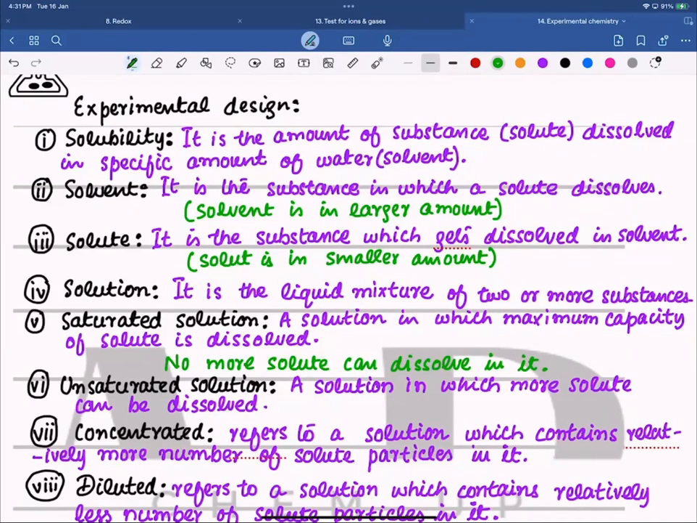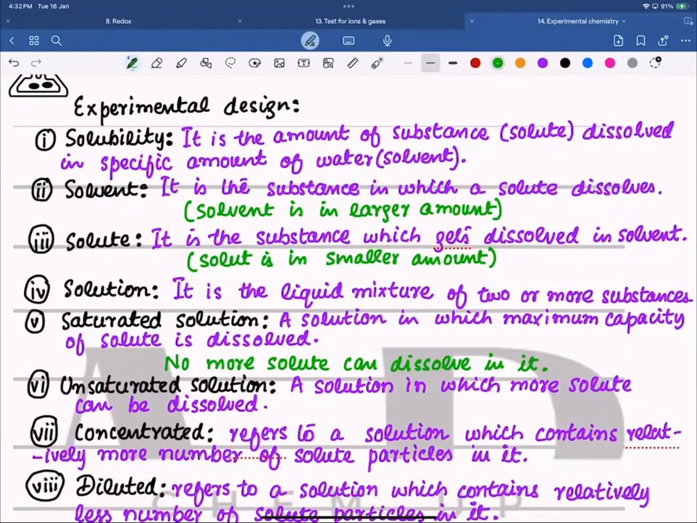Solubility will tell you how much solute can be dissolved in a specific amount of a solvent. For example, let's suppose the solubility of sodium chloride is 10 gram per 100 ml. So it means if I have 100 ml or 100 centimeter cube of water, in that 100 centimeter cube I can dissolve 10 gram of sodium chloride.